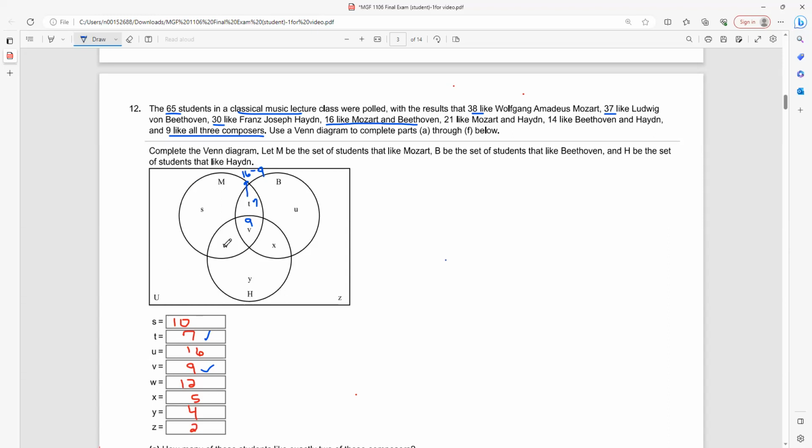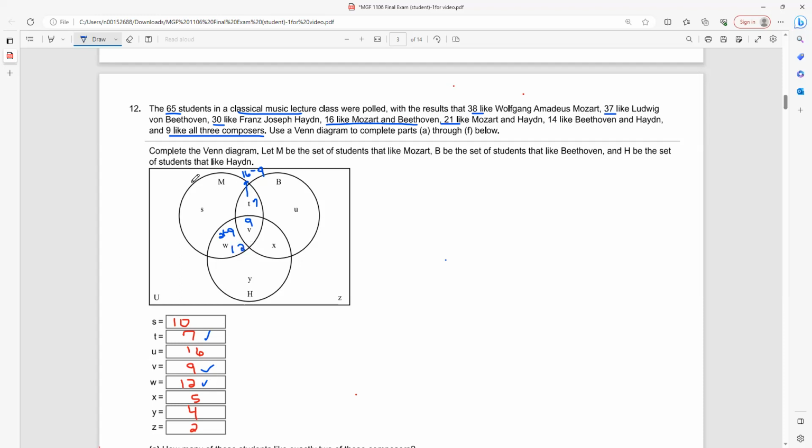Next, we're going to fill in the circle for W, the section right here for W. That would be the students that liked Mozart and Haydn. So that value is 21 given to us. So we're going to subtract 9 from the 21. So 21 minus the 9 will give us the value for W, which will be 12.